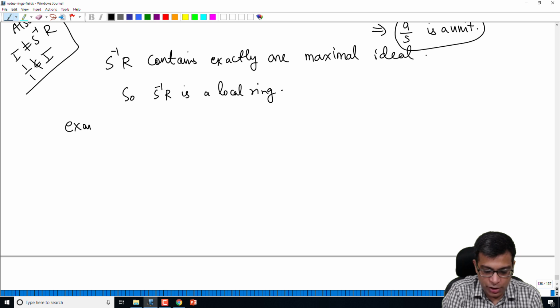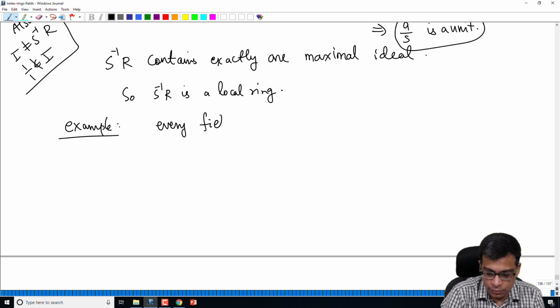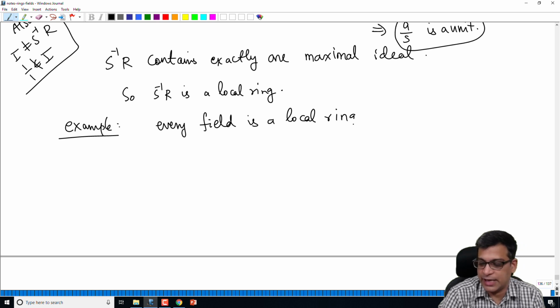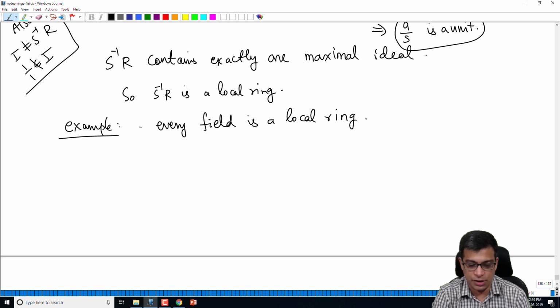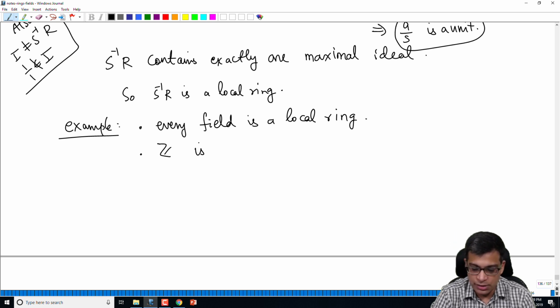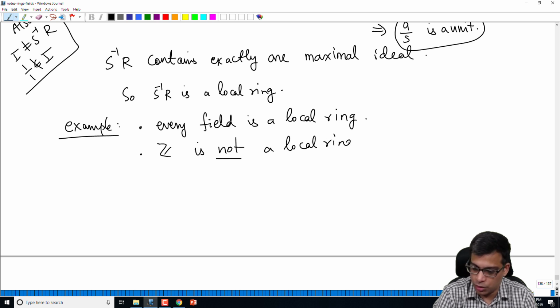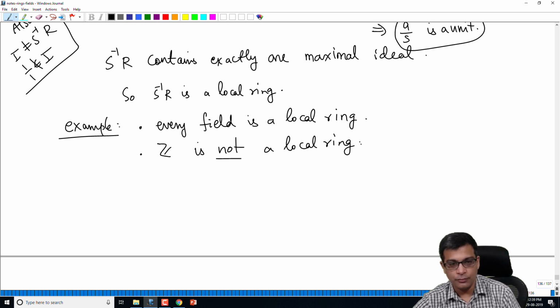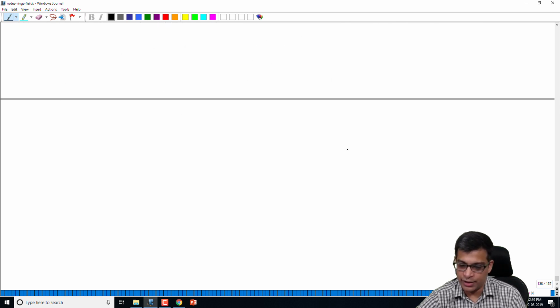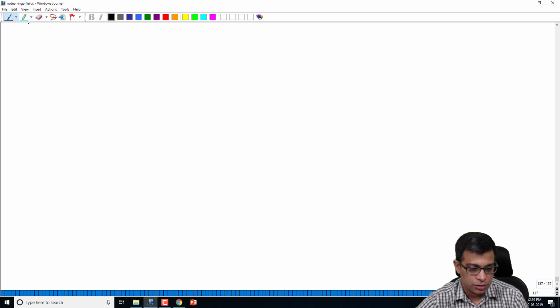Also, another example is every field is a local ring, because a field has exactly one maximal ideal, namely the 0 ideal. And just to finish this, Z is not a local ring. The ring of integers is not a local ring. This is because it has several maximal ideals, 2Z, 3Z, 5Z and so on.